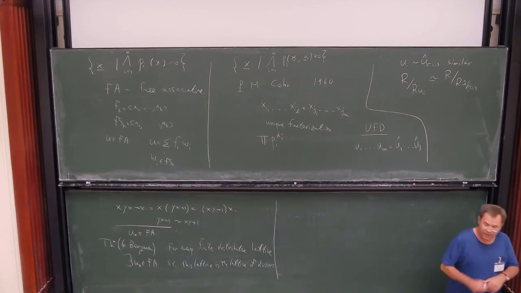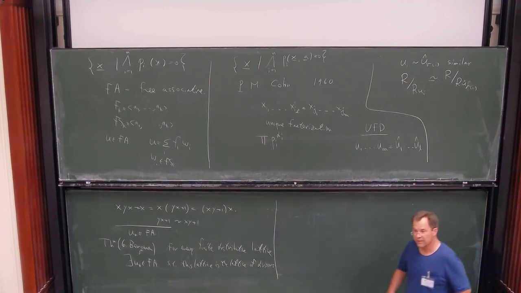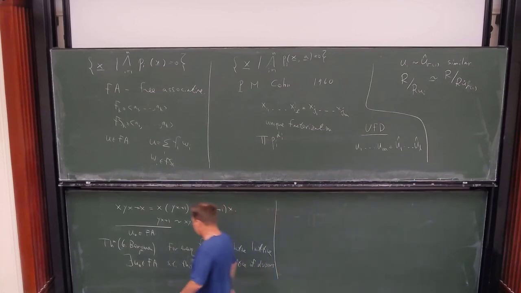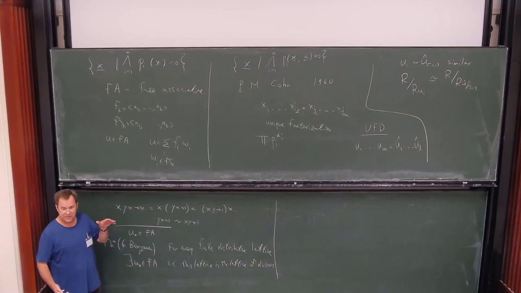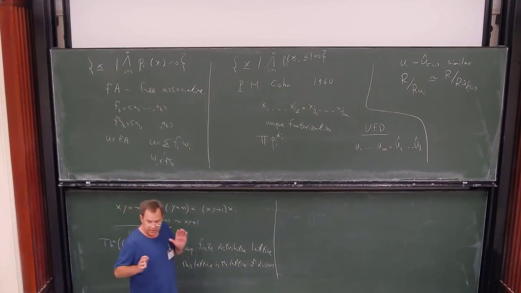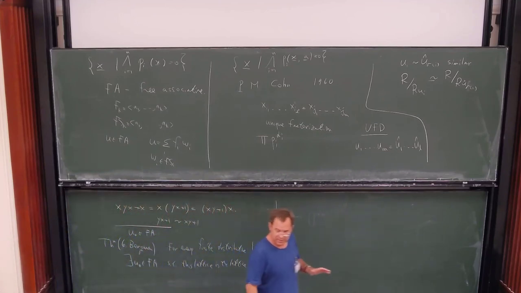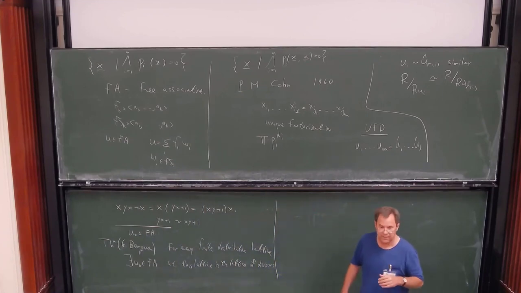I missed how this lattice is related to u0. Well, you look at all the divisors of u0. This has a structure of a lattice, up to similarity. And what Bergman says is that every finite distributive lattice is the lattice of some element. And what is a divisor? A left divisor or a right divisor?